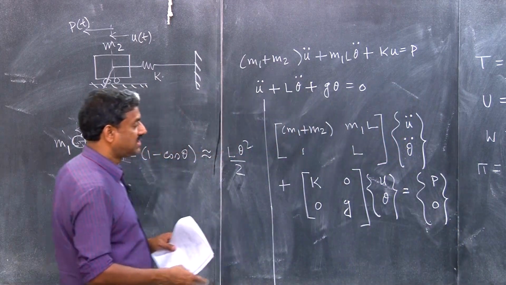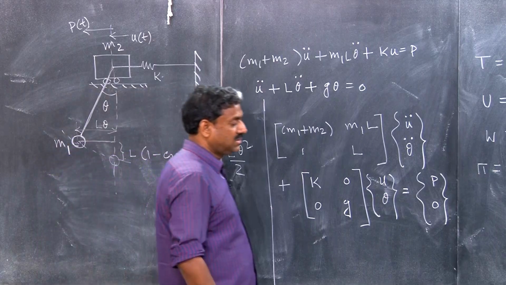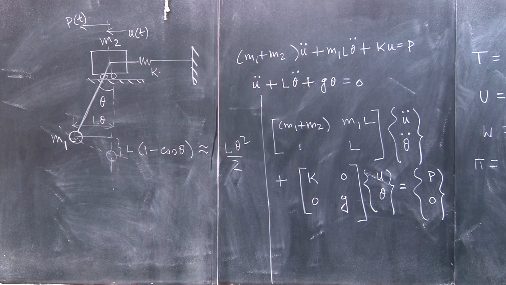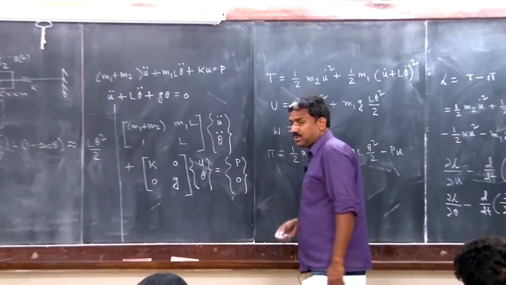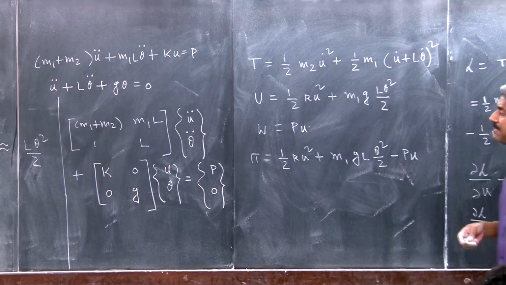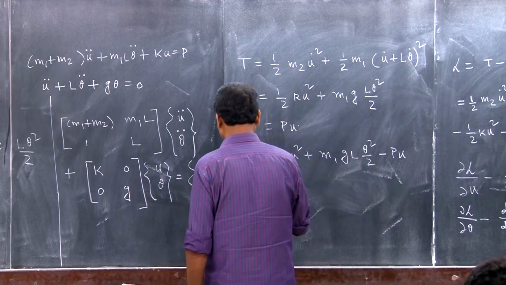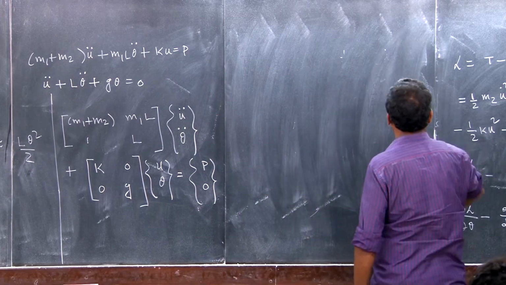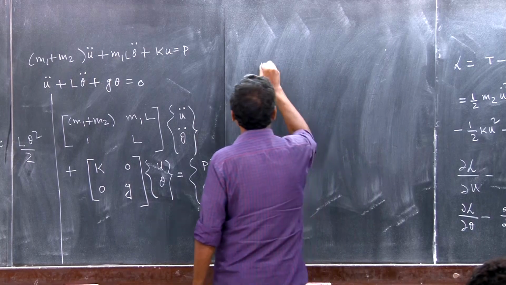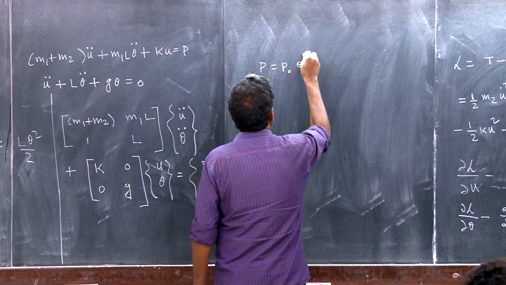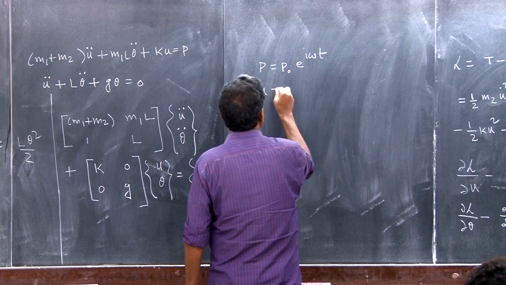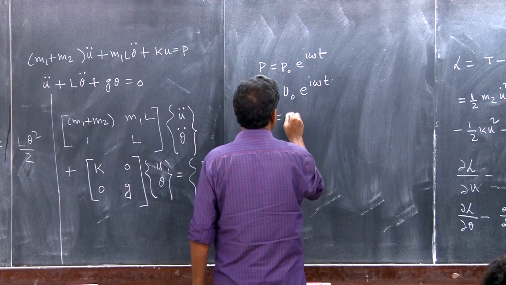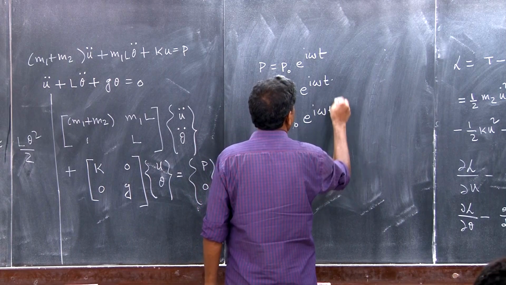See, that's a coupled system of equations, and now you can assume the solution. Of course, you have to find out the natural frequency omega, right? So you are following what I am doing, right? You can assume the solution to be in this form: P is P0 e to the power i omega t, u is u0 e to the power i omega t, and theta is theta0 e to the power i omega t, and then substitute.